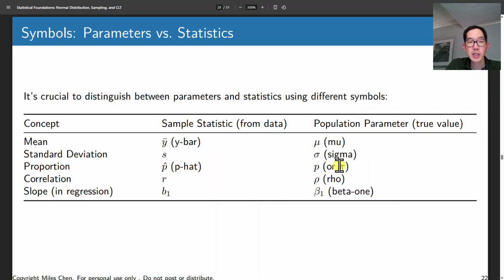Sometimes you see the pi. The correlation of a sample is R. Correlation in a population looks like a p, but it's the Greek letter rho. And if you're doing regression, you calculate a slope. In the sample, your calculated slope would be b1, and for the corresponding population parameter, it'd be beta 1. In general, for population parameters we use Greek letters, with the exception of maybe proportions, and for samples we use just Latin letters.